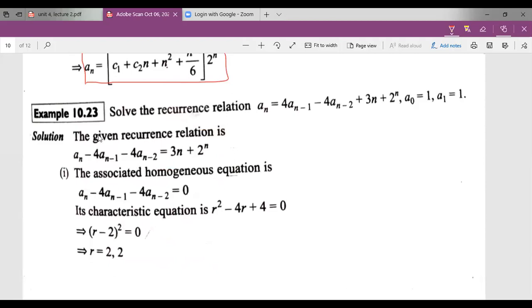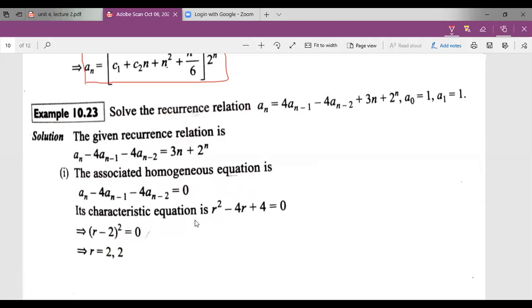similar problem. Solve the recurrence relation a_n = 4a_(n-1) - 4a_(n-2) + 3n + 2^n with initial conditions a_0 = 1 and a_1 = 1. Okay. So the given recurrence relation is a_n - 4a_(n-1) + 4a_(n-2) = 3n + 2^n. So from that we write the homogeneous equation a_n - 4a_(n-1) + 4a_(n-2) = 0. So the characteristic equation, the degree of this equation is 2.